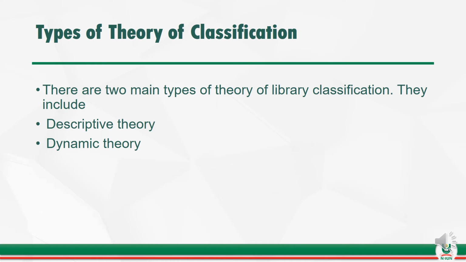As we said earlier, the theory of classification was developed to help classifiers solve the daily problems they face in the process of classifying information resources and assigning class marks. There are two main types of theory of library classification, and they include descriptive theory and dynamic theory. What are descriptive theory and dynamic theory?